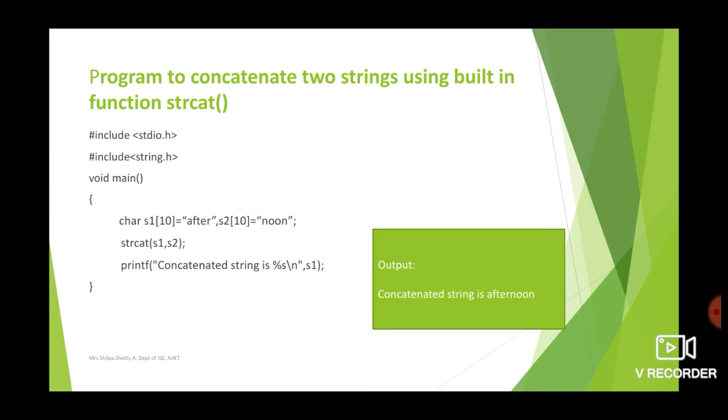Then let us print the string now: printf("The concatenated string is %s\n", s1). The resultant string will be present in s1, so we are printing that. The output of this program would be: the concatenated string is afternoon. So noon gets appended to after and the result will be in s1. So you are displaying s1 here, and it prints afternoon.